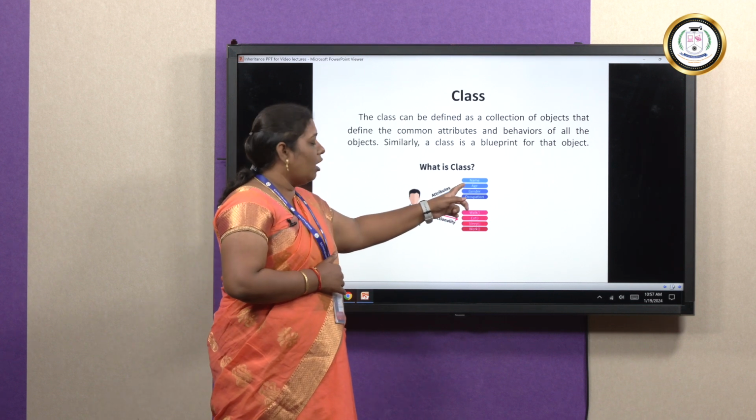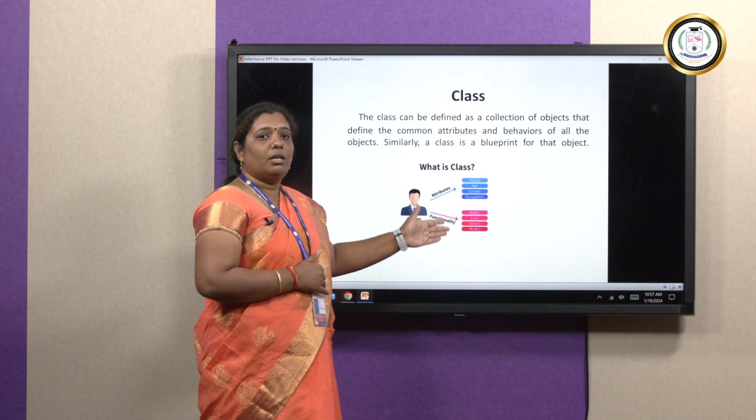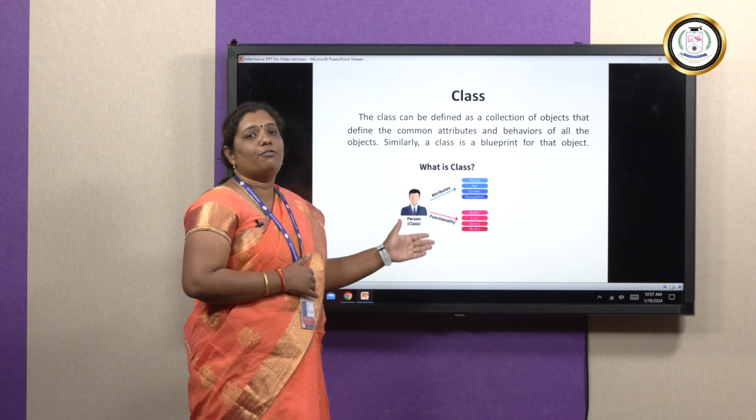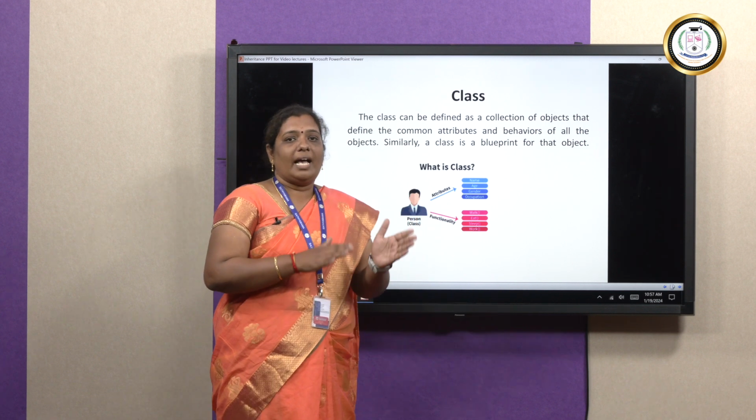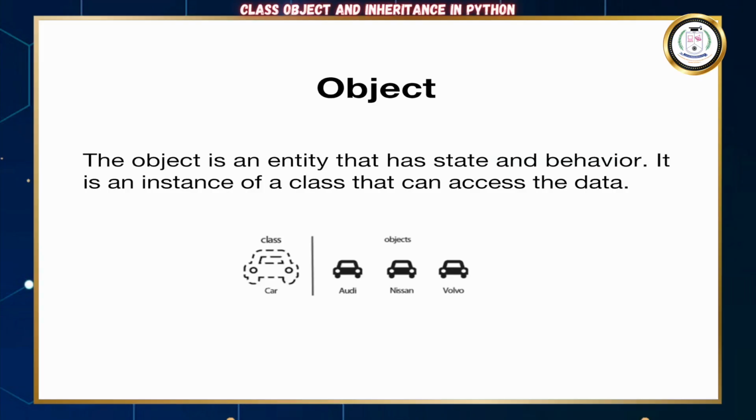The data we call it as name of the person, age of the person, gender and occupation of the person, and the functions are that the person can talk, walk, eat, work. So these are all the functions of the class. So the class contains both data and functions bound in it. Next one is object. The object is an instance of the class so that it can access the data.